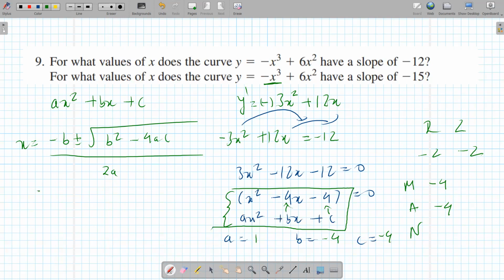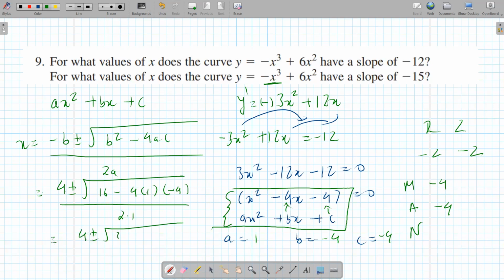And then we're just going to plug it in. So minus b, minus minus 4, becomes a plus 4. b squared, negative 4 squared, is 16. Minus 4 times a, which is 1, times c, which is minus 4, all over 2 times 1, like that. That's all there is. 4 plus 16 plus 16 is 32 over 2. There you go. That's the answer.